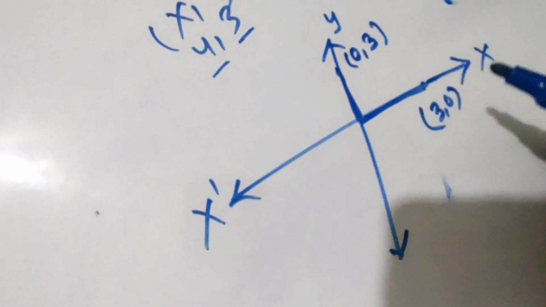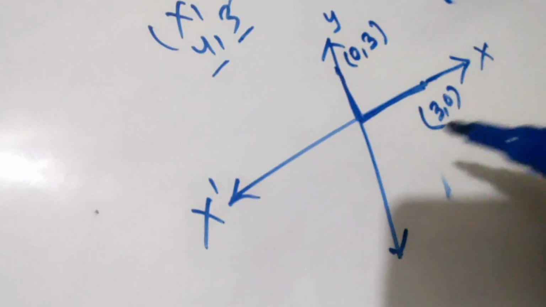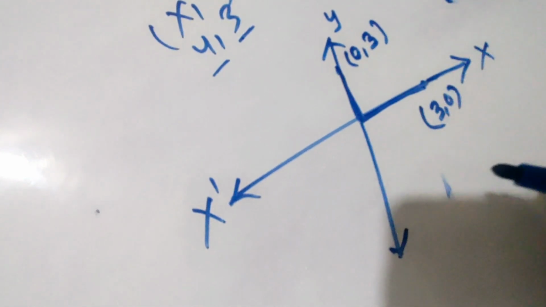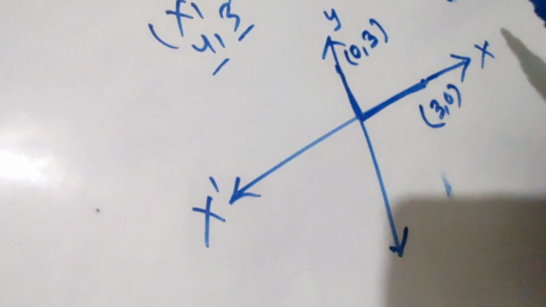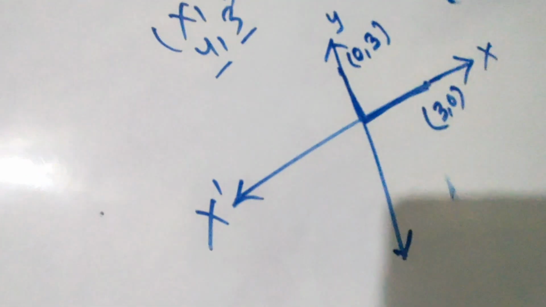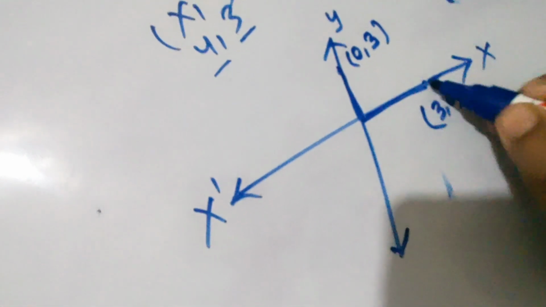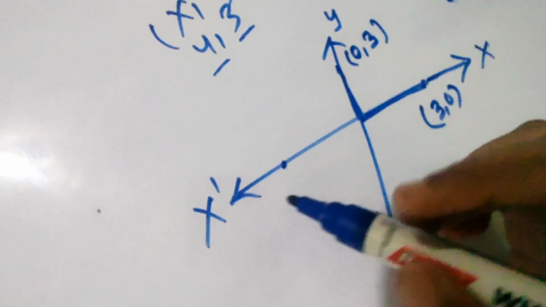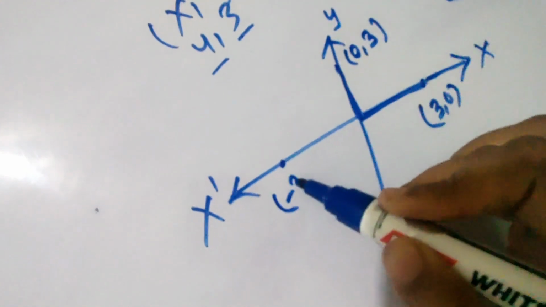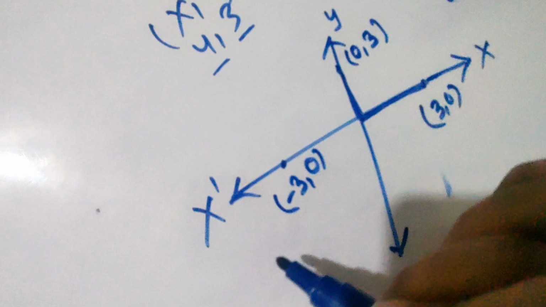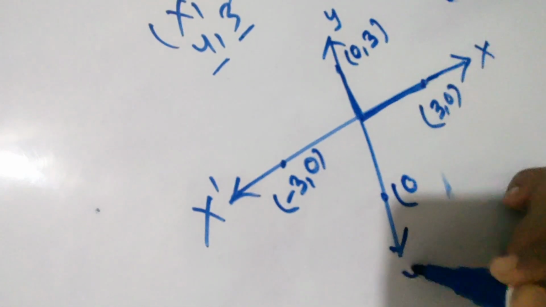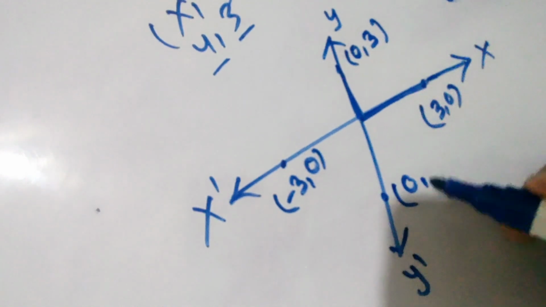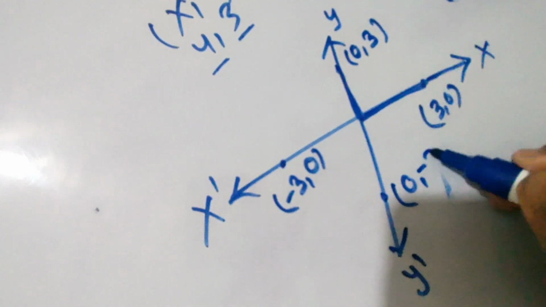Then what is it used for? It is used for any point in a space. You can find the distance of any place with respect to the origin. Okay. If a point is given here, then x dash is negative 3 and y coordinate is 0. But here, if the point is given, the x coordinate is 0 and the y coordinate is negative 3.